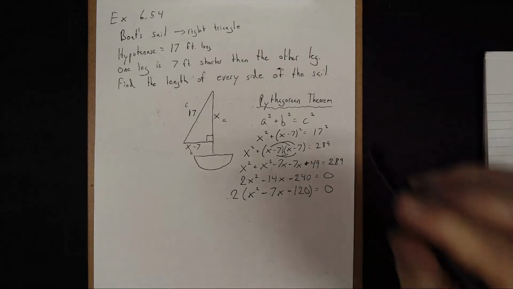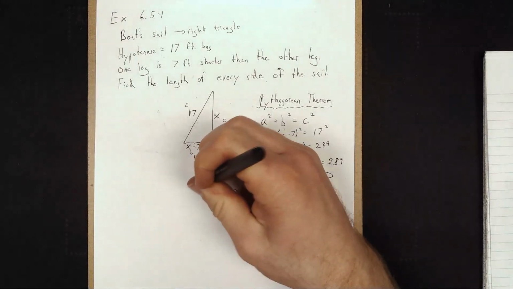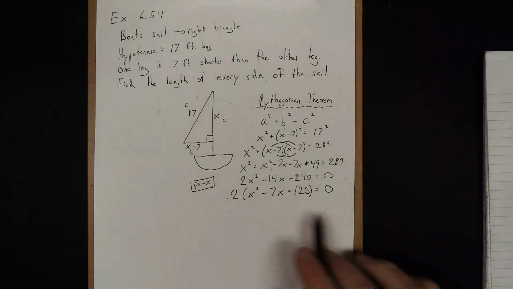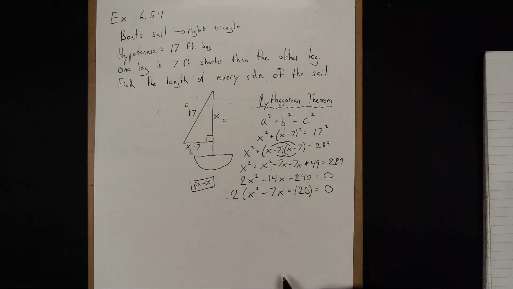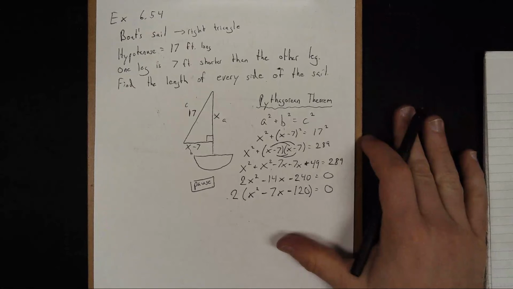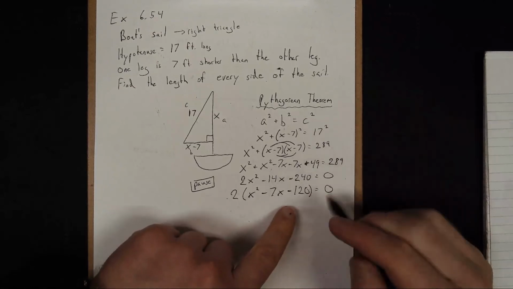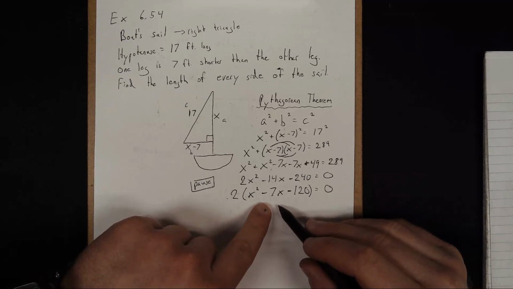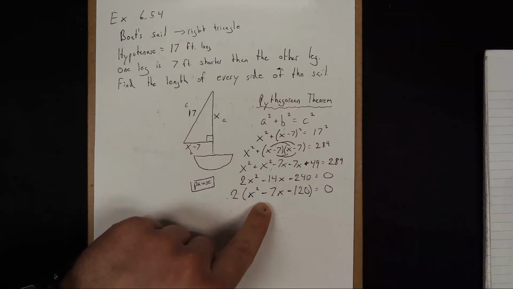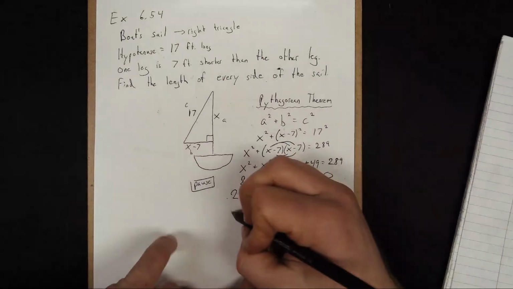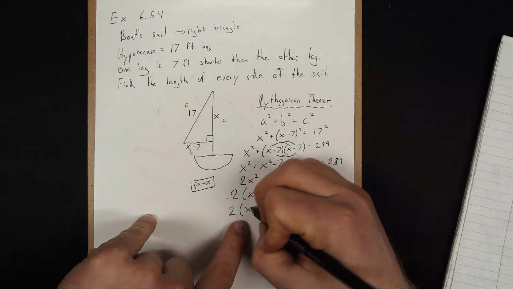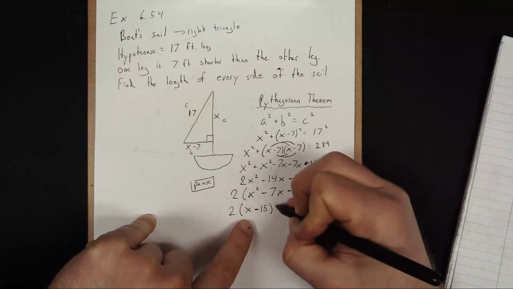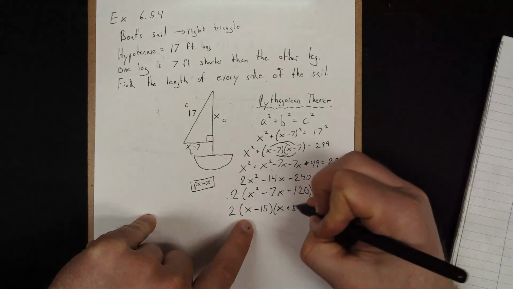At this point, pause. Pause your video, see if you can finish the problem. Okay, hopefully you gave it a shot. So we need two things that multiply to be negative 120 and add to be negative 7. Our two things just so happen to be negative 15 and positive 8.